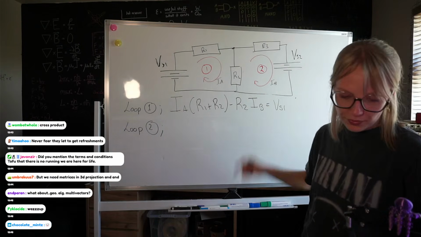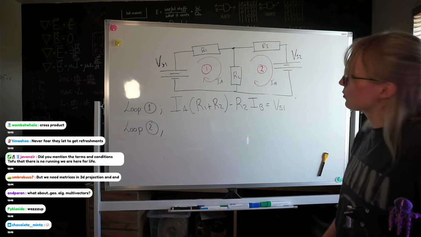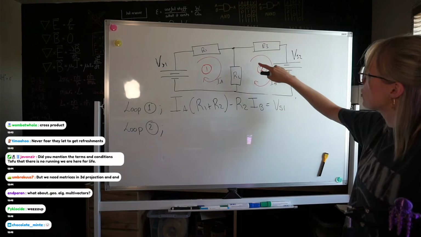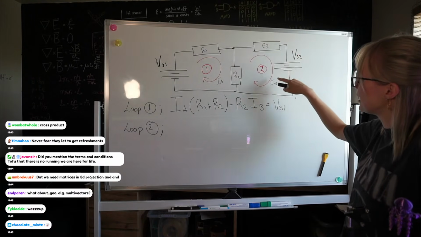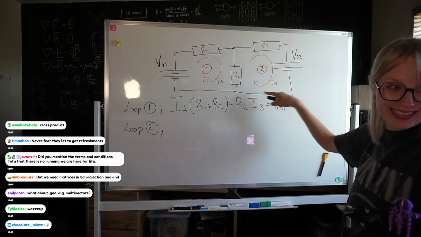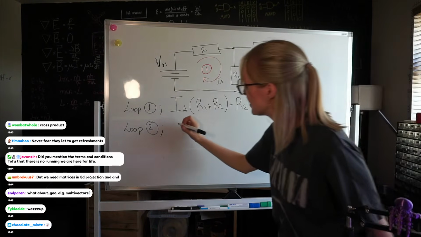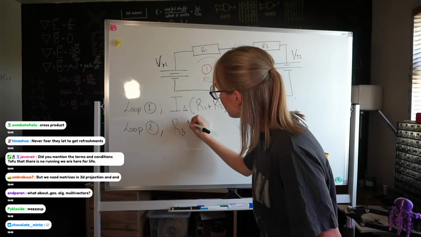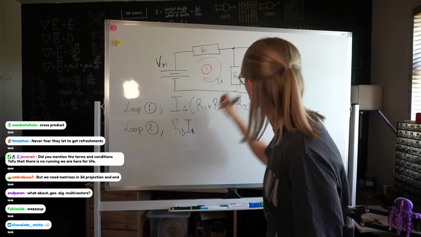So let's look at loop theory 2, okay? Let's have a quick look. So we're going to say R3, the resistor R3, what's the current going through it in this loop? Just IB. Nice and handy. R3 times IB.